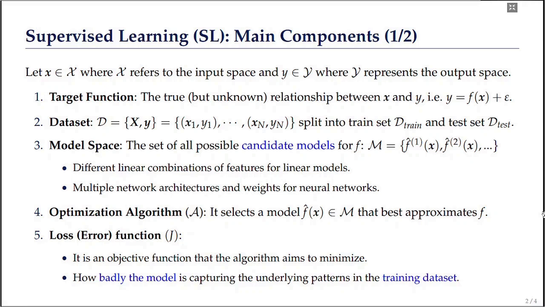Therefore, any supervised learning consists of these five main components: target function, datasets, model space, optimization algorithm, loss or error function. Let's see these components in a graphical form.